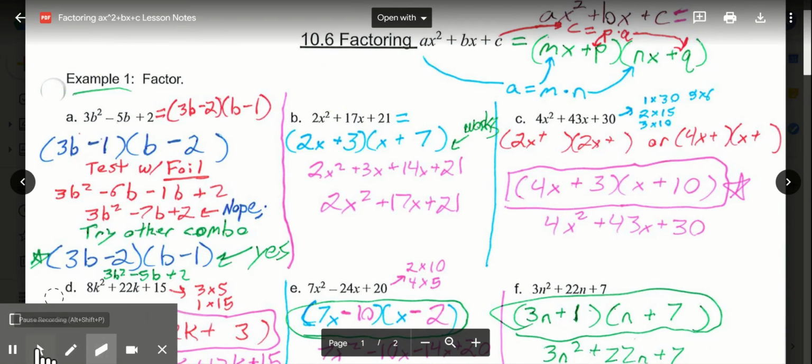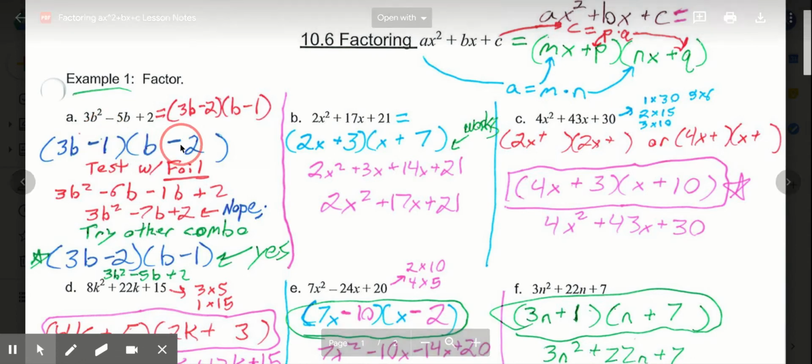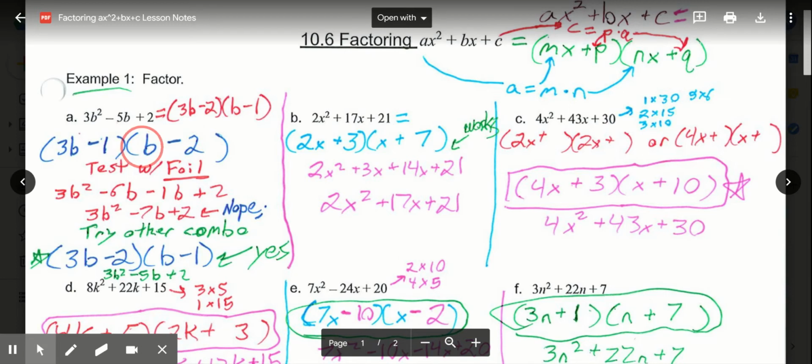Then, looking at trying to figure out what numbers go there, we need something that multiplies to be 2. Well, our only options are 1 times 2. But 1 and 2 don't add to be negative 5. What we have to keep in mind now is we're dealing with a 3 as a multiple as well. So eventually we need to test with FOIL to see which setup would work. I know I'm going to be using a 1 and 2, so I just tried 3b minus 1 and b minus 2. So I put the 1 with the 3b and the 2 with just the b.